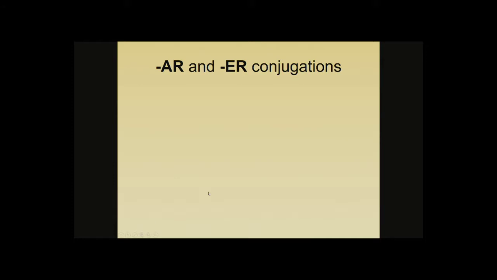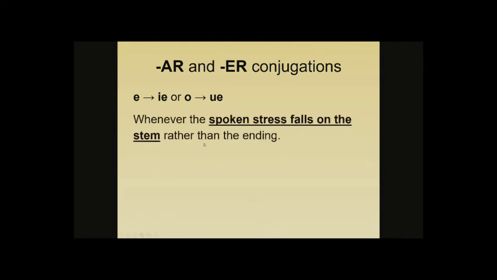Now let's take the AR and the ER conjugations first. As somebody mentioned, your E becomes IE, so think of that as becoming ye. And an O becomes UE, so your O becomes we. And this happens whenever the stress, and here I mean the spoken stress, falls on the stem rather than the ending. Yeah, so you've got to think in terms of where the stress falls.